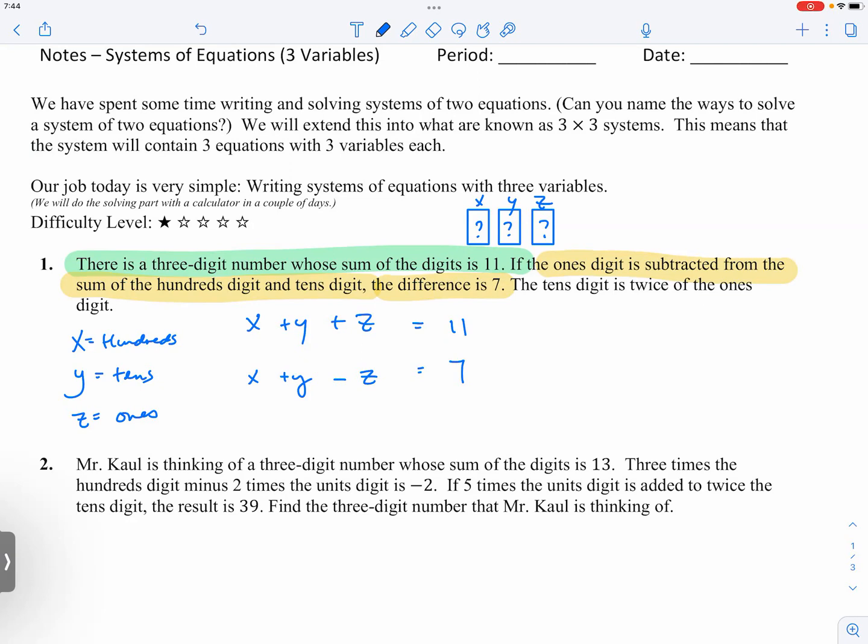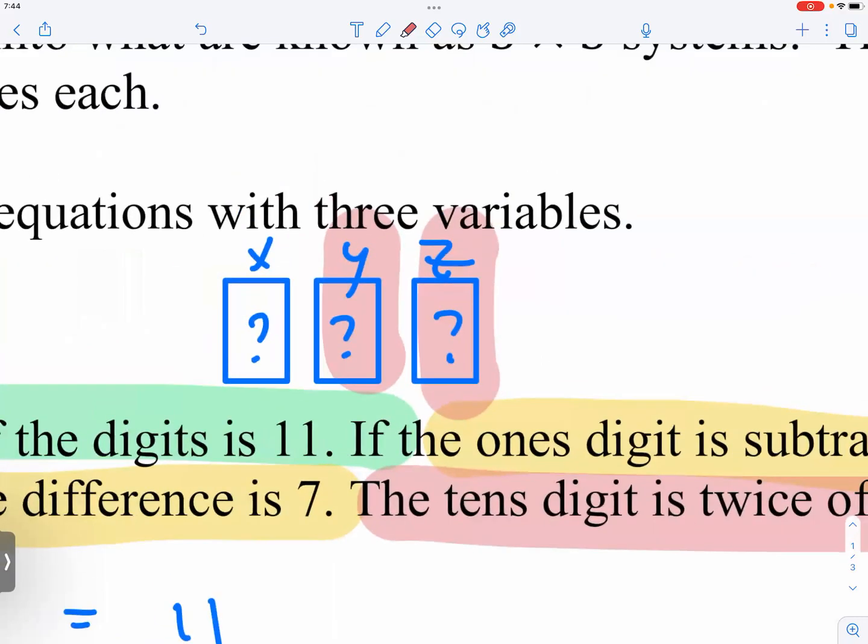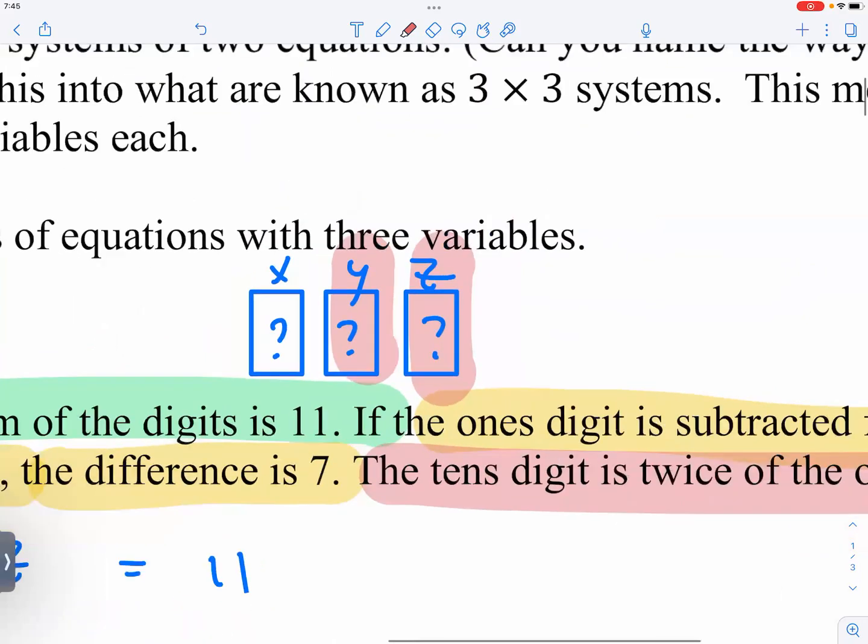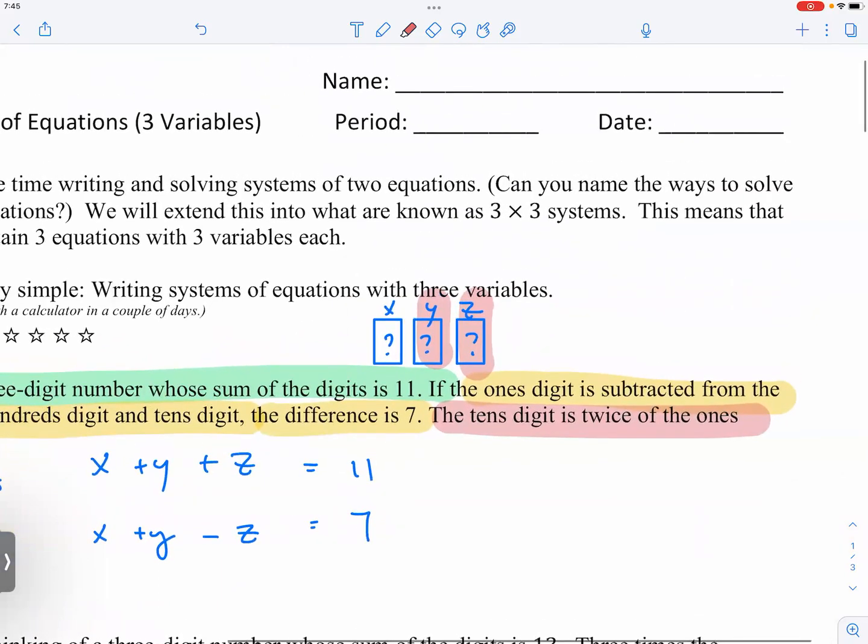And then, the tens digit is twice the ones digit. This one could be a little bit challenging, and I want to spend a little time to make sure that everyone is on the same page. If the tens digit is twice the ones digit, which one is larger, the tens or the ones? Does it make sense that the tens is larger?